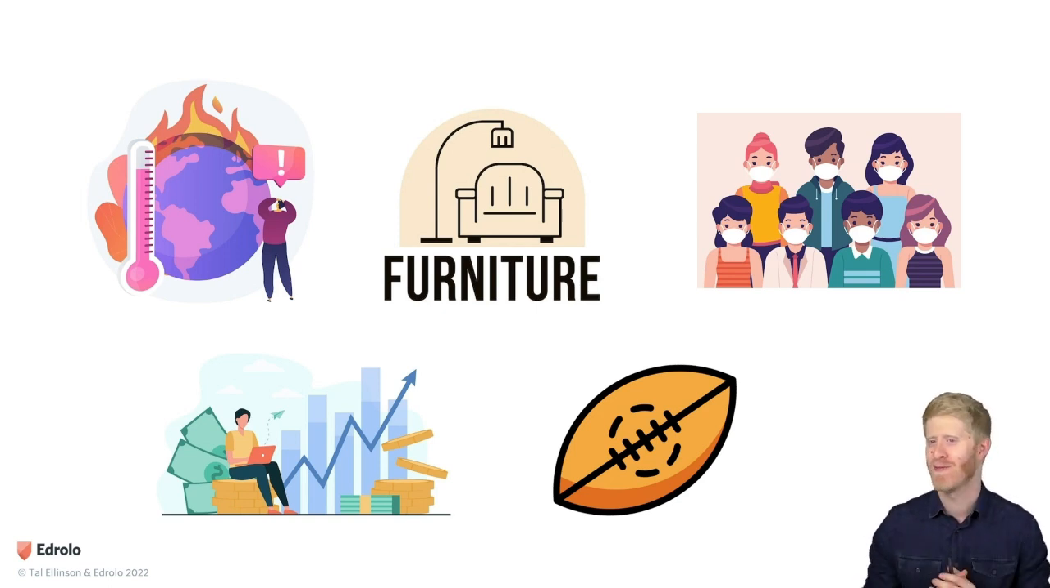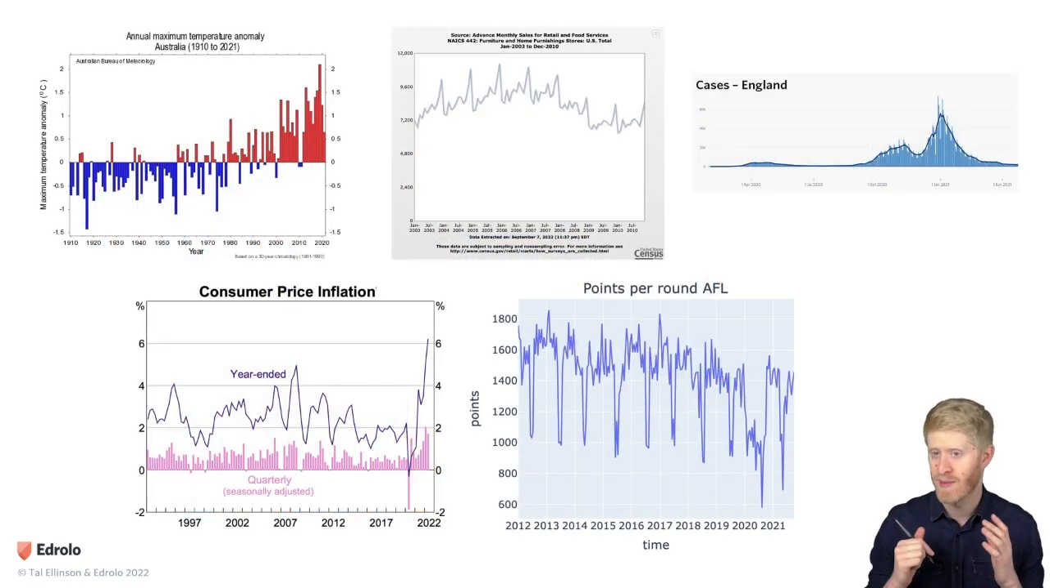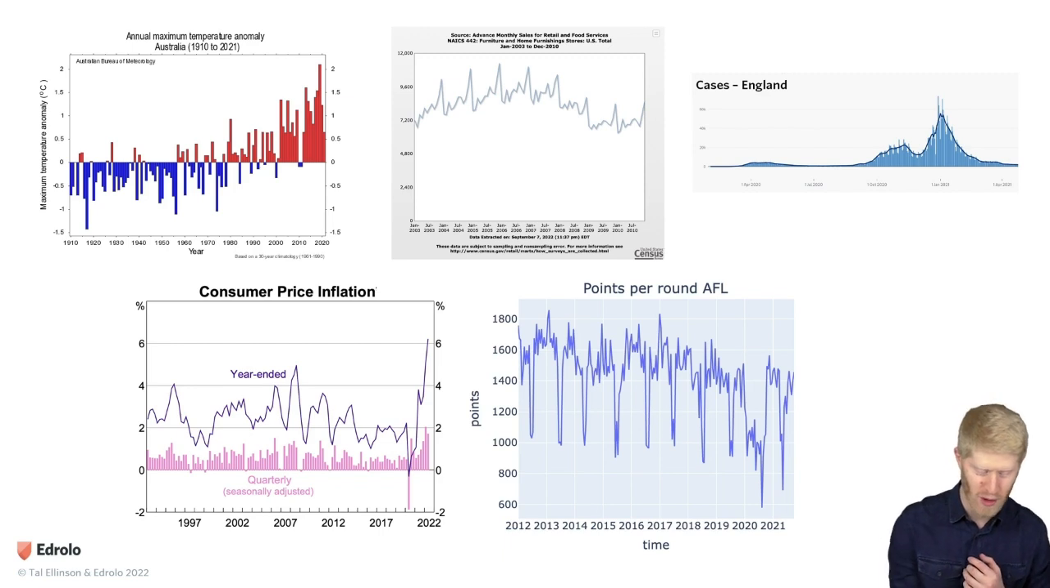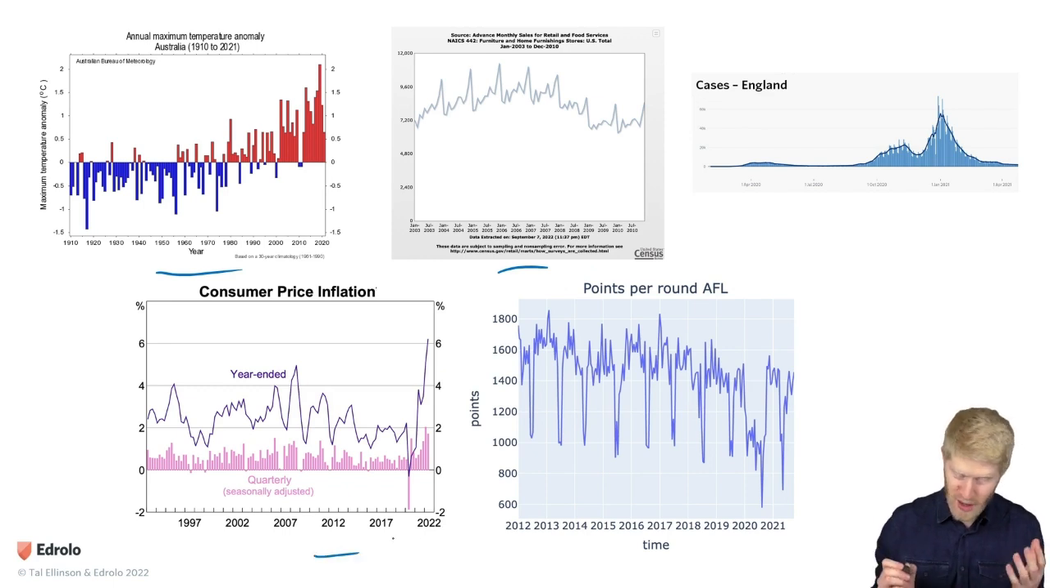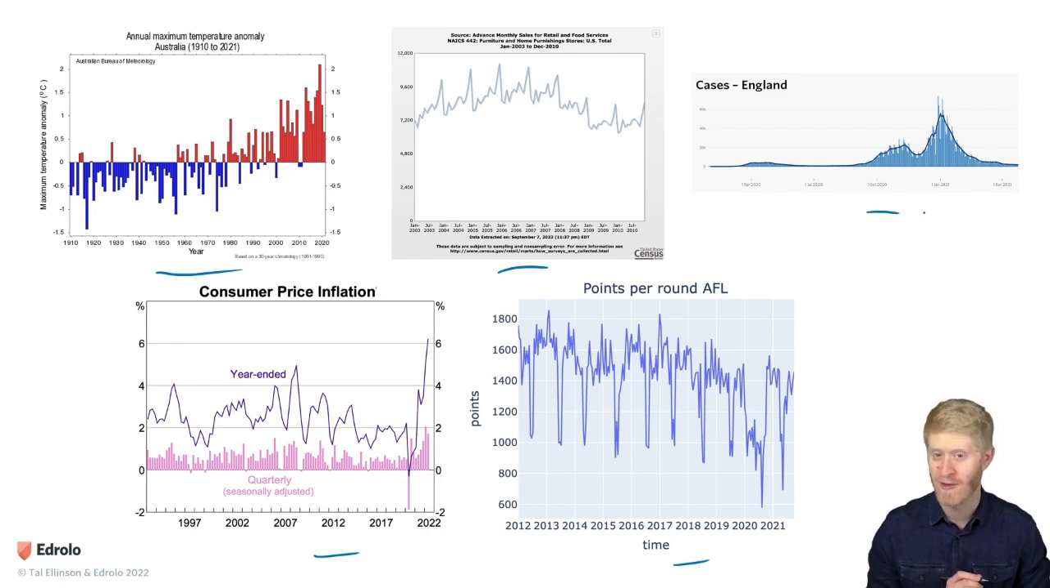Welcome everyone to this wonderful chapter on time series, where we're going to dive into some pretty incredible data sets. We've got climate change, retail sales, financial inflation, and AFL data. These here are some real time series graphs that I've taken from sources online. We've got the Bureau of Meteorology. We've got all the sales of furniture and related sales in the US. We have inflation data in Australia. I've got points per round in the AFL. We've got some COVID data as well.